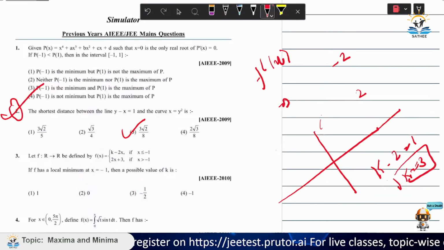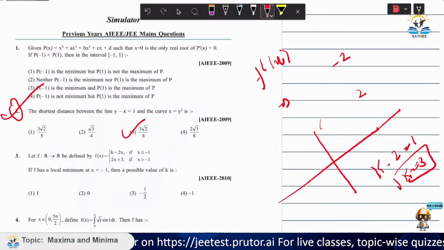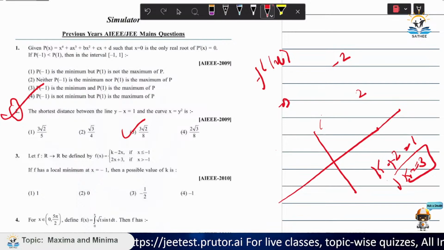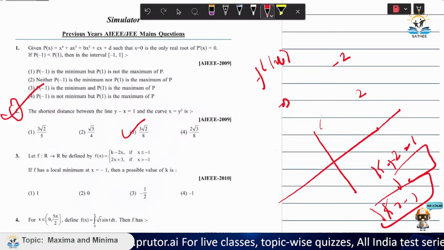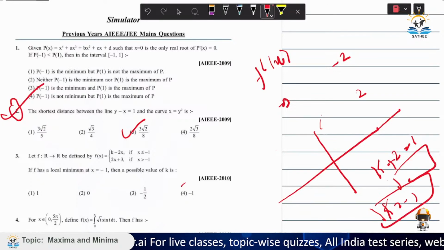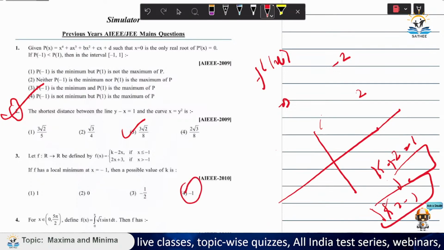3 minus 2k. No, it's incorrect. It is plus here. So it should be k is equal to -1. It is wrong. It should be 4, because first things first, the function should be continuous to have a minimum there. So it is -1. This was very easy, guys.